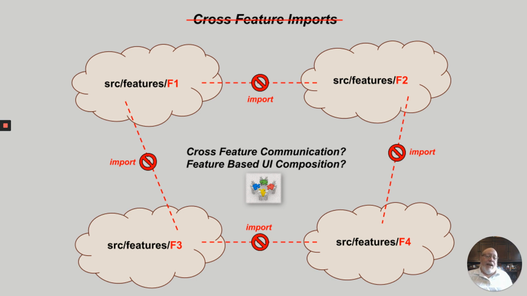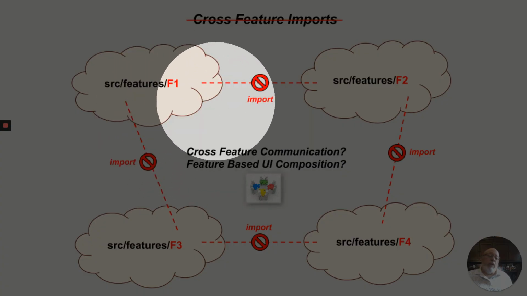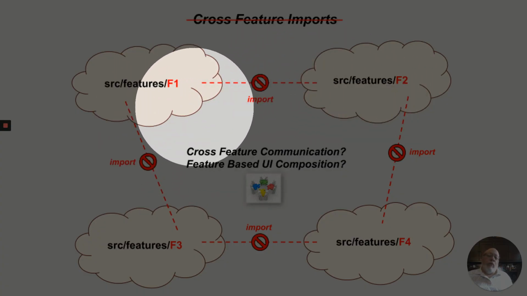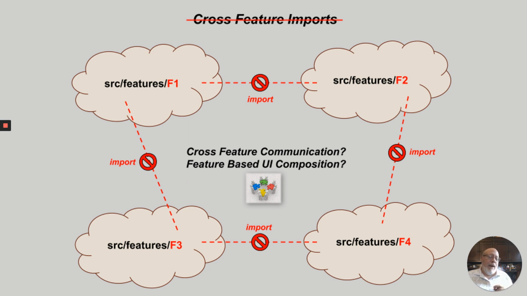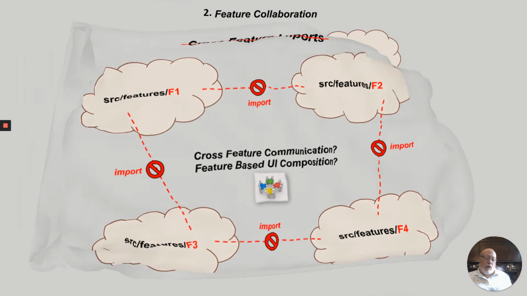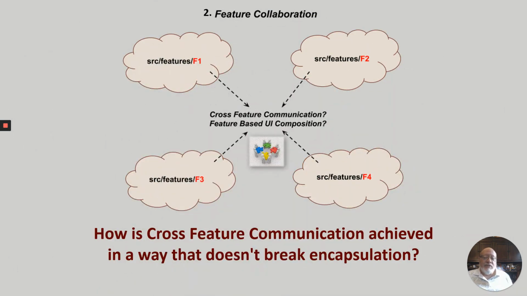Just to take a simple example, let's say the F1 feature imports a resource from F2. Well, that's going to work initially, but if you think about it, it doesn't take into consideration some very basic characteristics, such as, is the F2 feature even enabled? In which case, if it's not, that resource is not available to you. Well, that's one example that we can highlight, and we can come up with some more as well. But in general, if we throw out this concept of cross-feature import, the question remains, how is cross-feature communication achieved in such a way that doesn't break encapsulation?